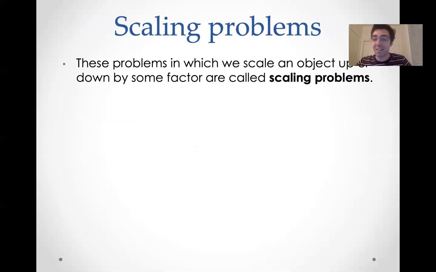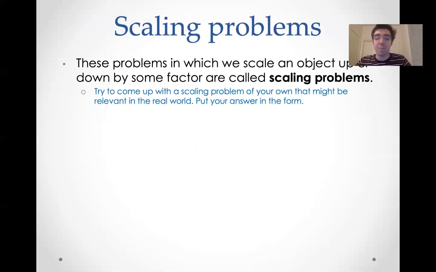So these problems in which we are scaling an object up or down by some factor are called scaling problems. We're going to talk about why these can be useful in just a second as our little wrap up here. But I want you to see if you can think of an example on your own, for some kind of real world problem, as in not involving this fictitious shrink ray, where this kind of problem might be relevant. So take a second, see if you can think of one and record it on the form.